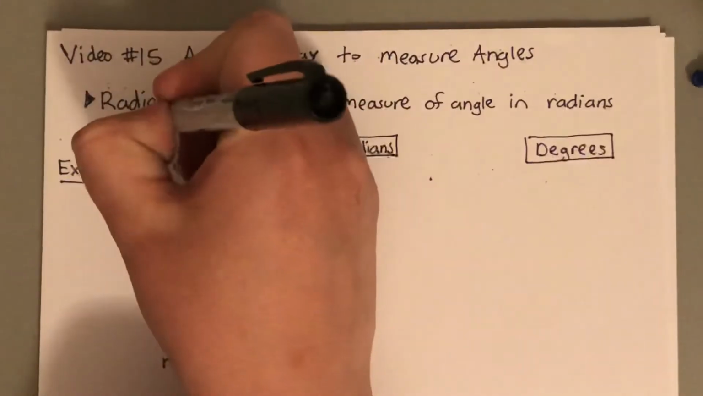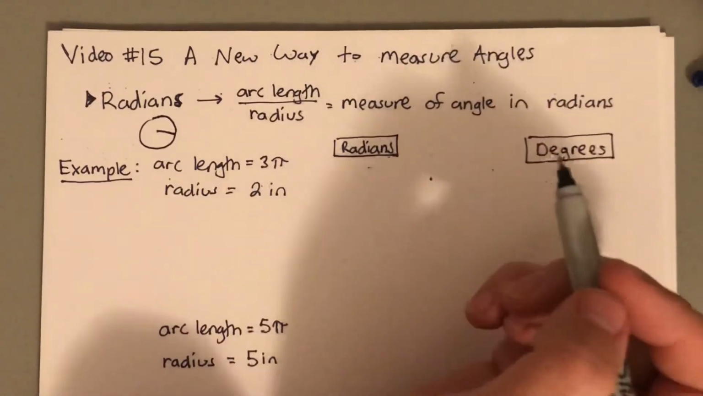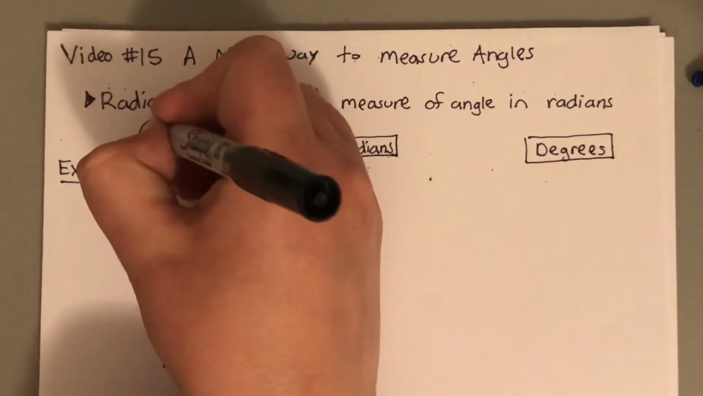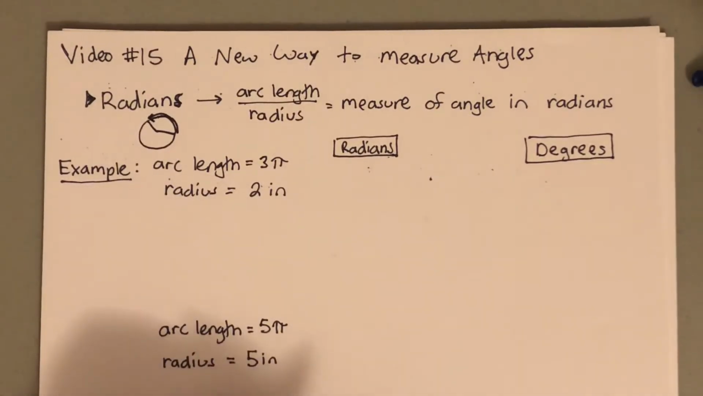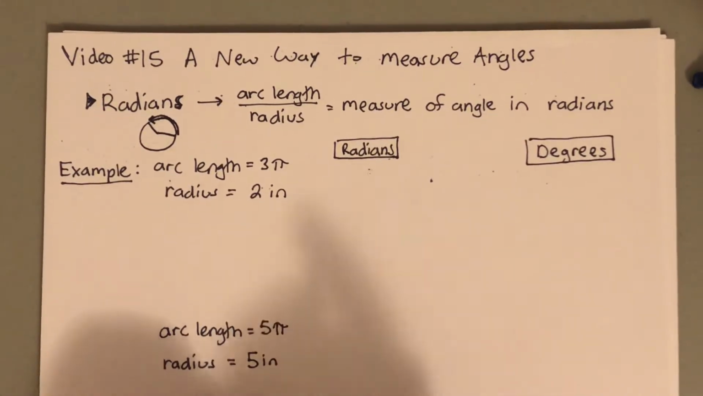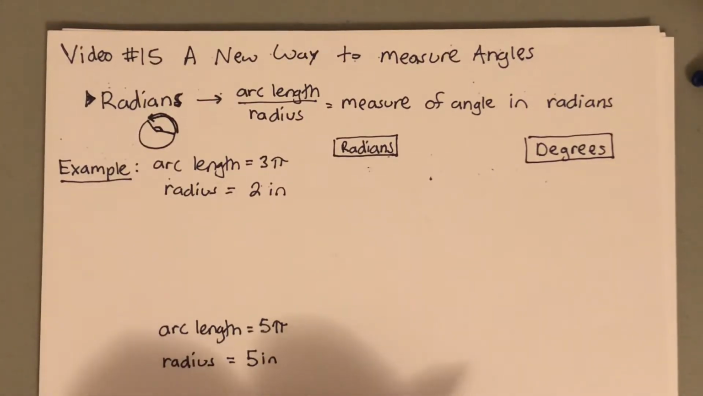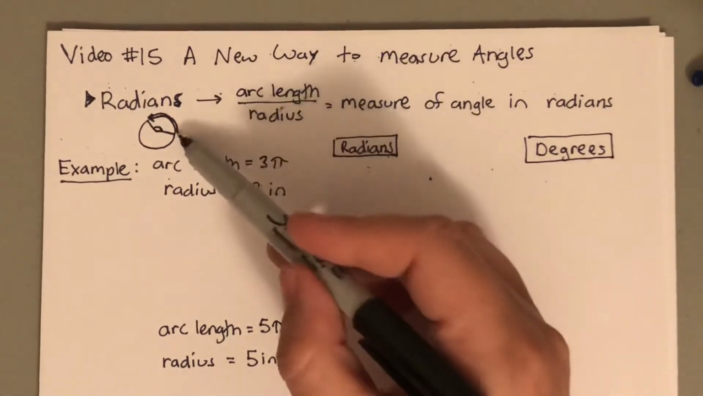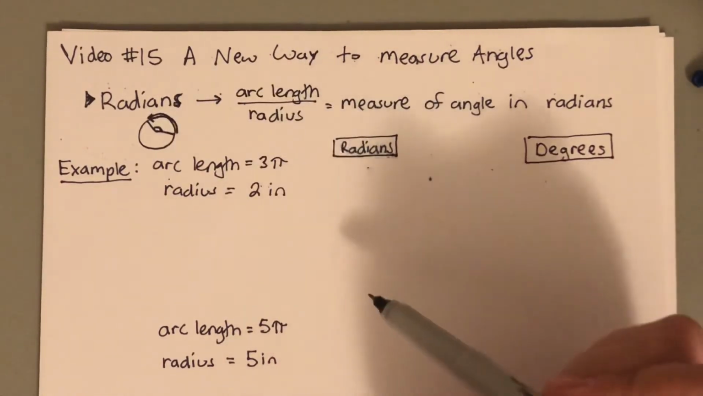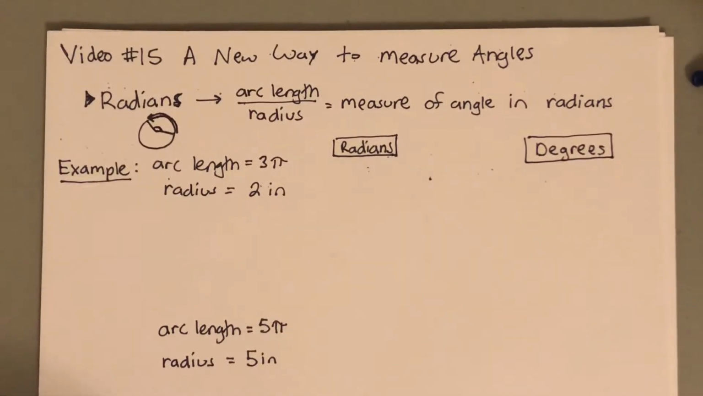If you have a circle and you know the radius of the circle and you know the arc length of the circle, so that right there, what that distance around is, the ratio of those two will give you that measure in something we call radians. So radians are really just the arc length, that distance, divided by the radius. It's the ratio of these two things. And that gives you the measure of the angle in radians.